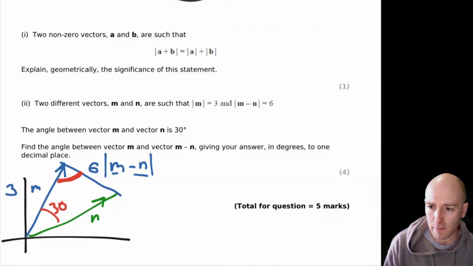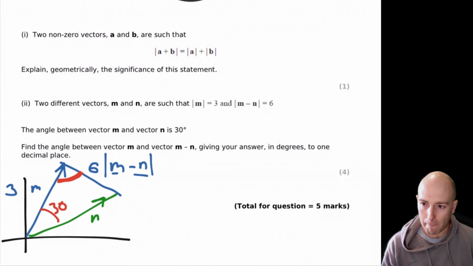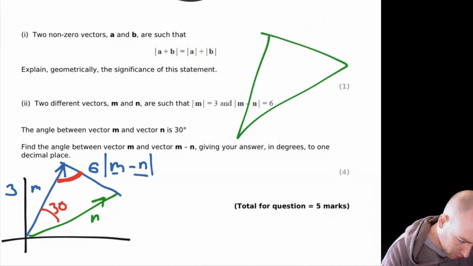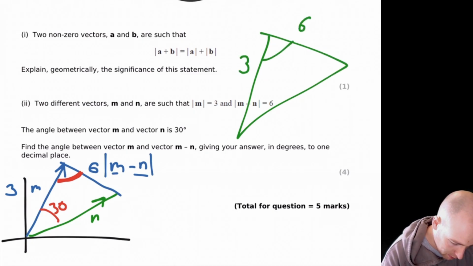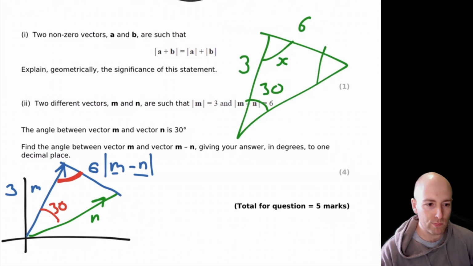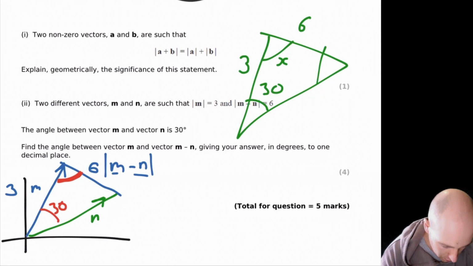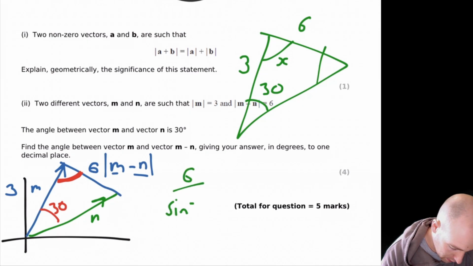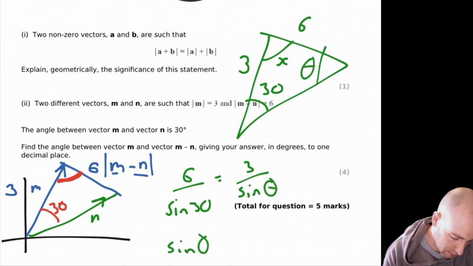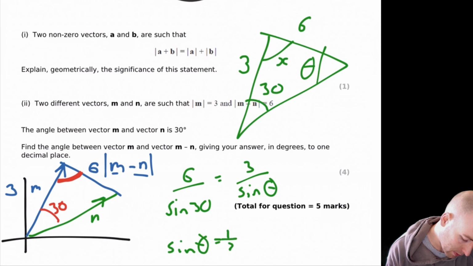So I believe we want to use the sine rule followed by the cosine rule. So if I redraw this triangle, we know this side is 6, this side is 3, this side is what we want, this is x, this angle is 30. So we can use the sine rule to find the other angle, and then we can use the angles in the triangle to find x. So we're going to say 6 over sine 30 equals 3 over sine theta. So sine theta is half sine 30, right? Yeah, half sine 30.